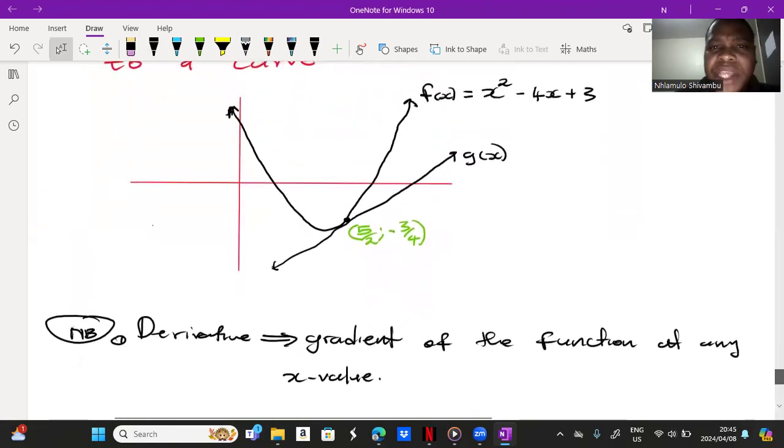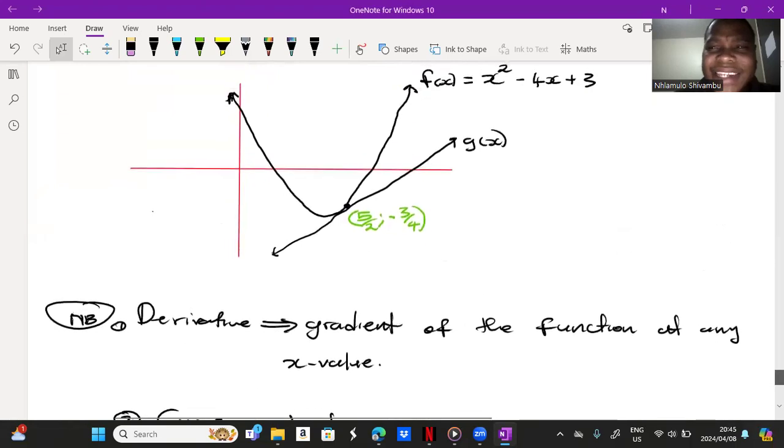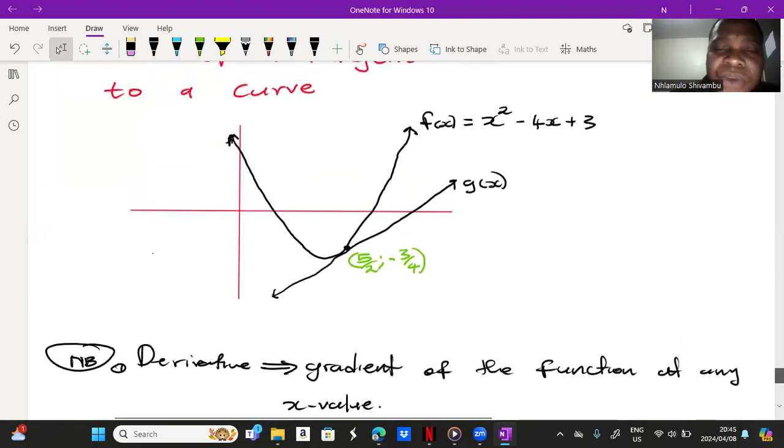So basically, what we need to do to get the equation of the tangent, which is a straight line. Remember, the tangent is a straight line. So for us to get the equation of a straight line, we must first get the gradient of that particular straight line. And how are we going to get the gradient of the straight line? We're going to use the gradient of the curve at x equals 5/2, because the gradient of the curve at x equals 5/2 will be equal to the gradient of the tangent. So that's what you must always think of.